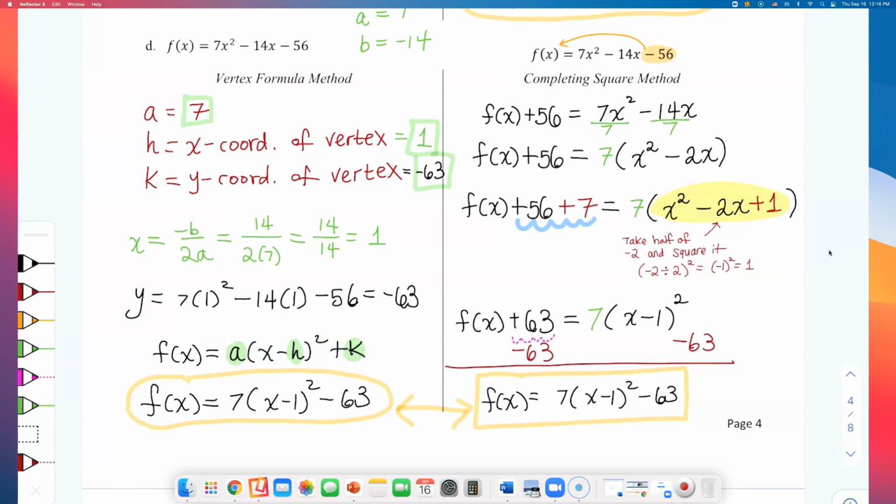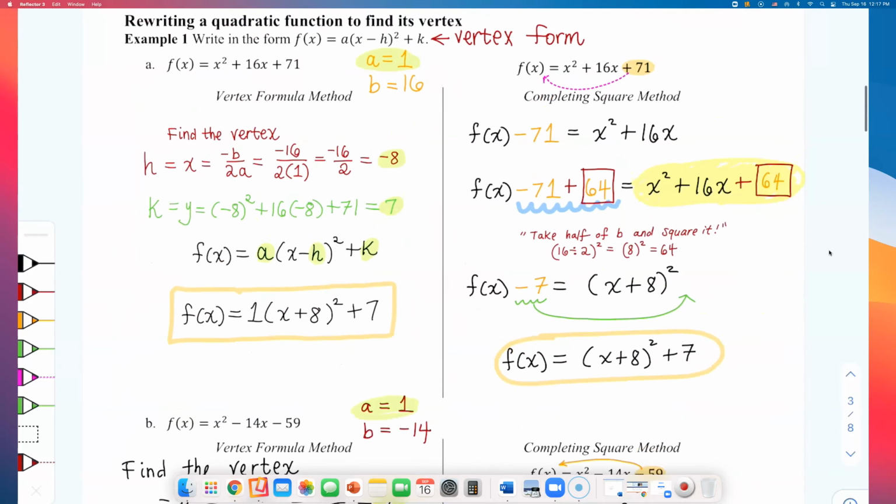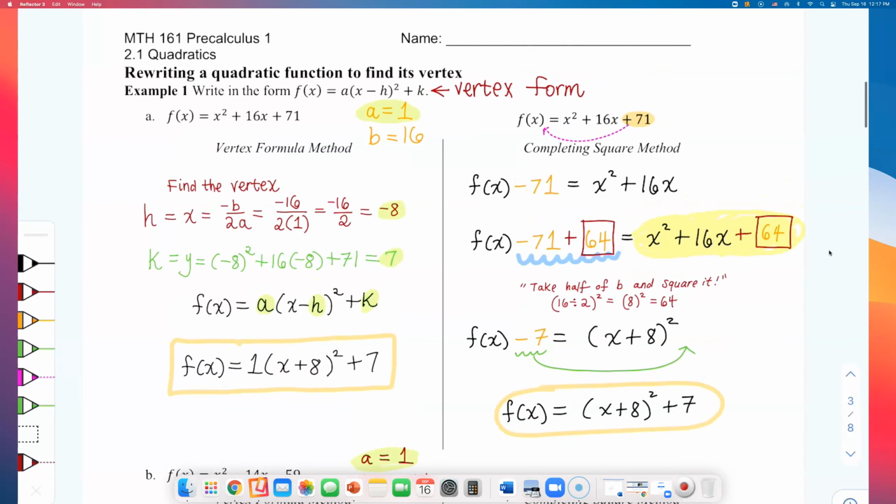So completing the square method is a little more difficult when the leading coefficient is not equal to 1. You can still do it, right? It's very nice. But I would suggest that you work with vertex formula because I think that's easier. Okay, but that's enough for rewriting a quadratic function to find its vertex. I guess the vertex formula method is kind of working backward, right? Instead of finding the vertex from the equation, we found the vertex and wrote the equation.